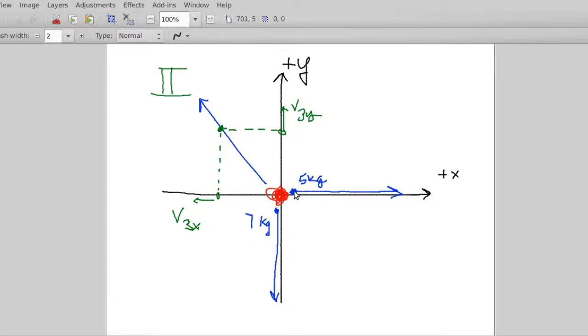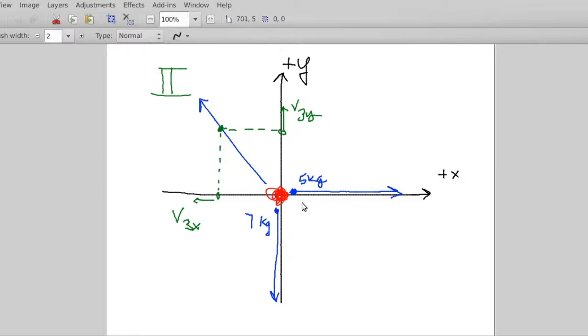The 7 kilogram doesn't contribute to x, only the 5 does, and the 5 kilogram has a momentum in the positive x direction. Since the initial momentum is 0 because the thing isn't going anywhere, that positive momentum along the plus x direction has to be compensated with a negative momentum in the other direction, okay? So you know that the x component of the velocity of the third piece has to be along negative x. And similarly, the 7 kilogram is going off in the negative y direction.